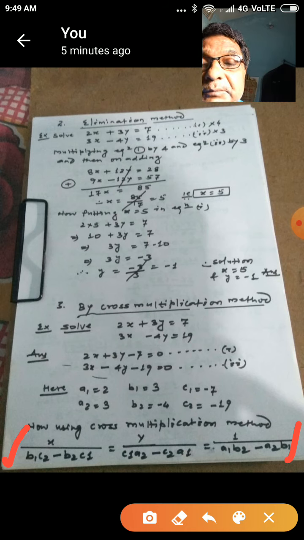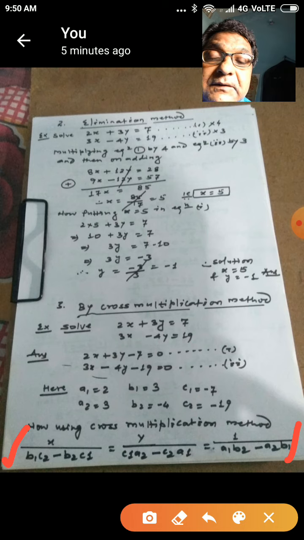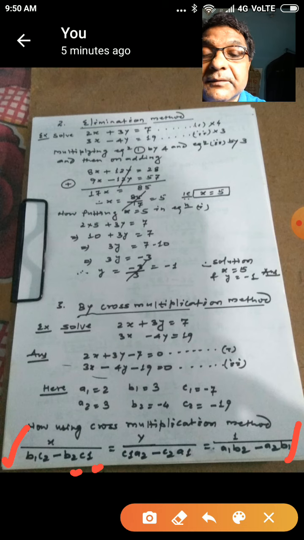So we start with b1, then after b comes c. For c we take c2, meaning the first has suffix 1 and the other has suffix 2. So it is b1 c2, then we put minus, and then we write the same b and c, but reverse the suffixes, that is b2 c1. So we have x by b1 c2 minus b2 c1.